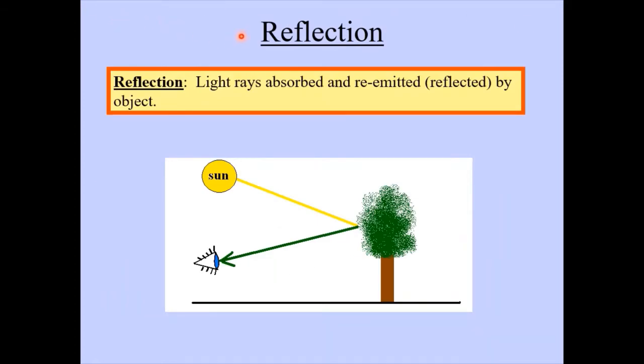One of the basic properties of any wave is that waves will reflect off of surfaces. So reflection is what's actually happening: the light rays are absorbed and re-emitted by an object. So here's our observer, his eye, and we're looking at a tree in the daytime. So how do we actually see that tree? Well, light is coming from the sun and it's reflecting off of the tree. Some colors are absorbed, others are reflected, and in this case the green light is reflected off of the tree, and we see the green leaves of the tree.